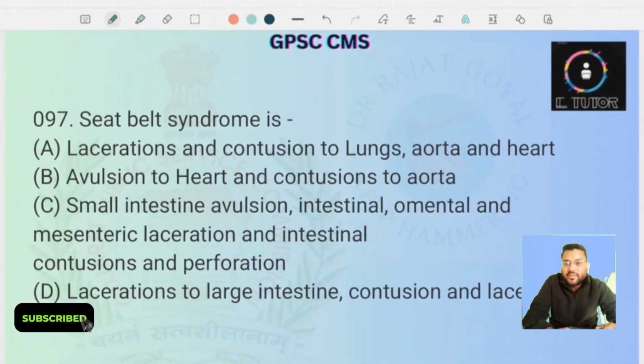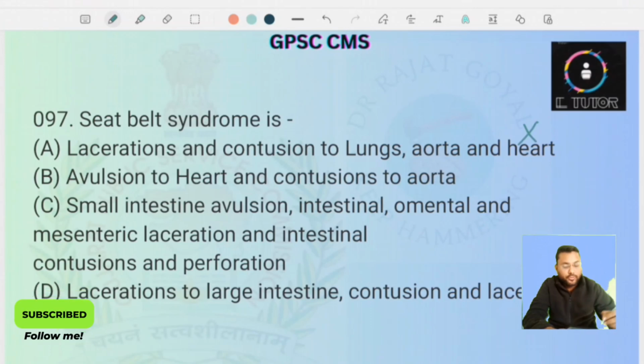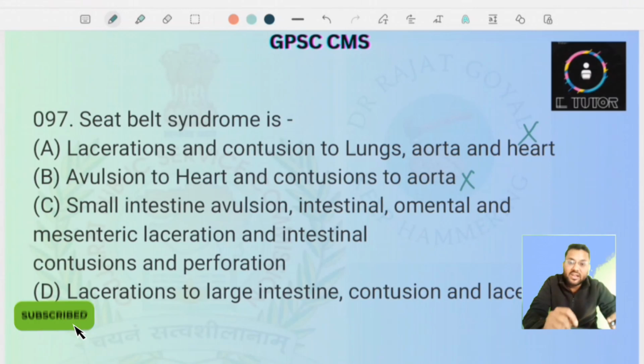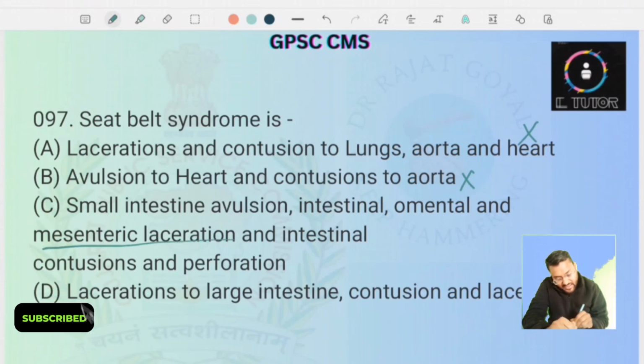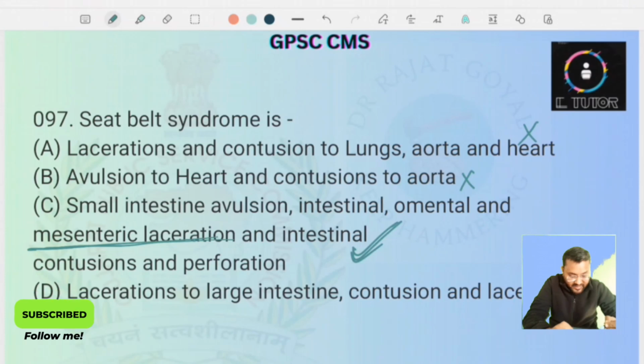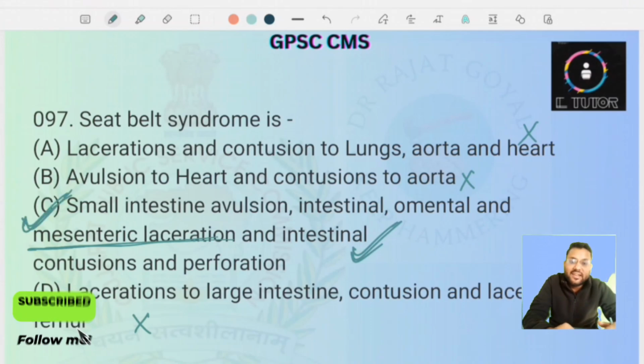Seat belt syndrome is. So whenever there is a seat belt injury during the accident, mainly the mesentery is damaged. So let's talk about the options. Laceration and contusion to lung, aorta and heart, no. Avulsion of heart and contusion to aorta, no. Small intestine avulsion, intestinal, omental and mesenteric laceration and intestinal contusion and perforation. So this is true. Mesenteric lacerations are there. Laceration to large intestine, contusion and laceration to femur, no. So here answer will be option number C, where the mesenteric lacerations are there.